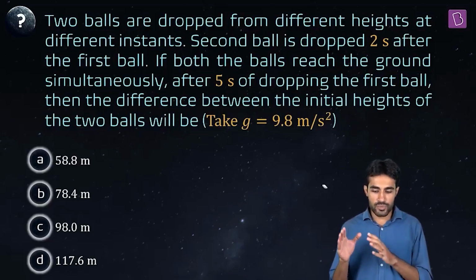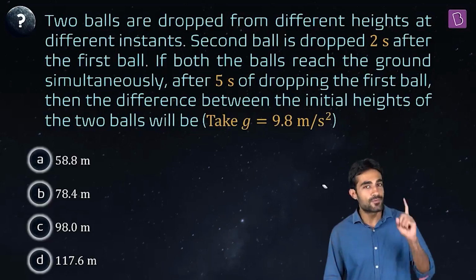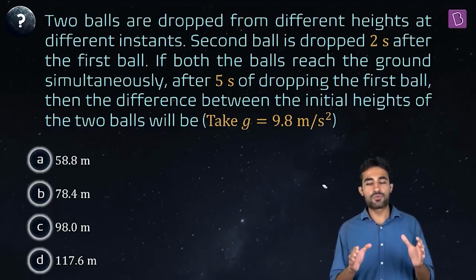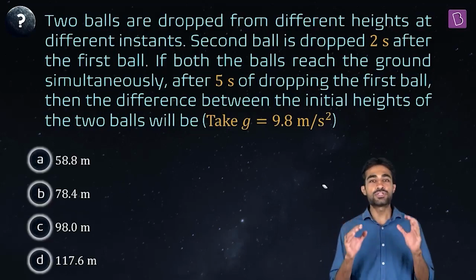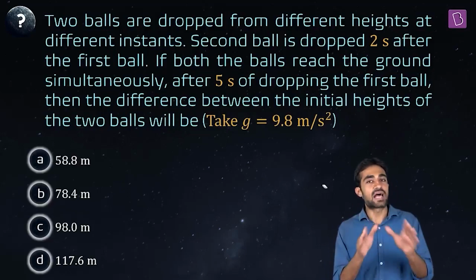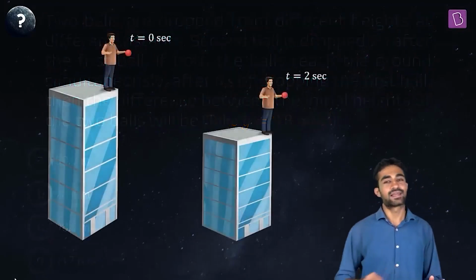If both the balls reach the ground simultaneously after 5 seconds of dropping the first ball, then the difference between the initial heights of the two balls will be. So, the initial height difference is asked in the question. Let me show the question once again.